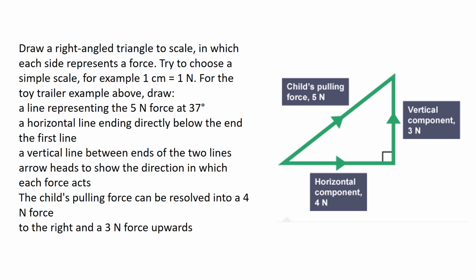So you draw a right angled triangle to scale in which the side of it represents the force. Try to choose a simple scale, e.g. 1 centimetre equals 1 Newton. It's like I read the slides before, you know. For the toy trailer, for example, draw a line representing the 5 Newton force at 37 degrees. Then a horizontal line ending directly below the first line. Then a vertical line between the ends of the 2 lines. Arrowheads show the direction in which the forces act. The child's pulling force can be resolved into a 4 Newton force and the 5 Newtons upwards.